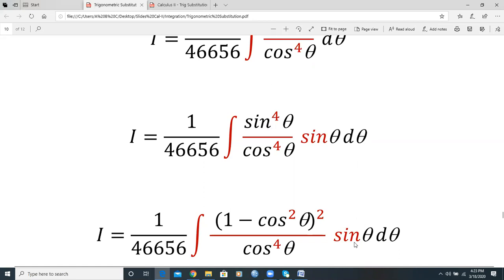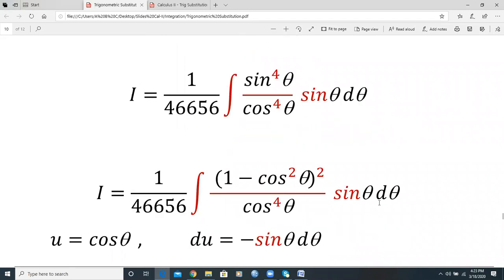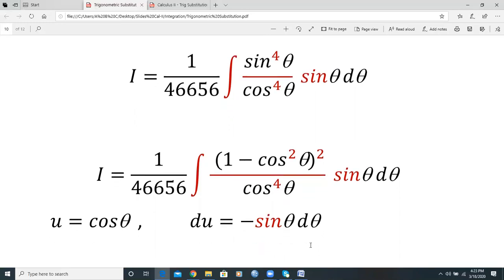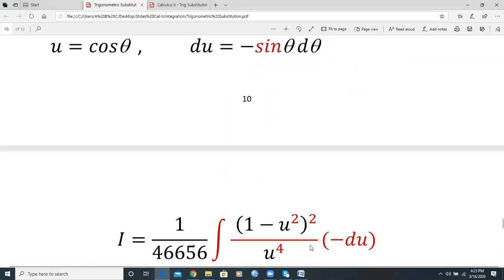I keep this sine theta, the reason being that when I make u equal to cosine theta, its derivative involves sine theta d theta. So in the next step, I will make the substitution. u is equal to cosine theta, therefore du is equal to minus sine theta d theta. So we replace cosine theta by u, and sine theta d theta by minus du. So we come up with this result.